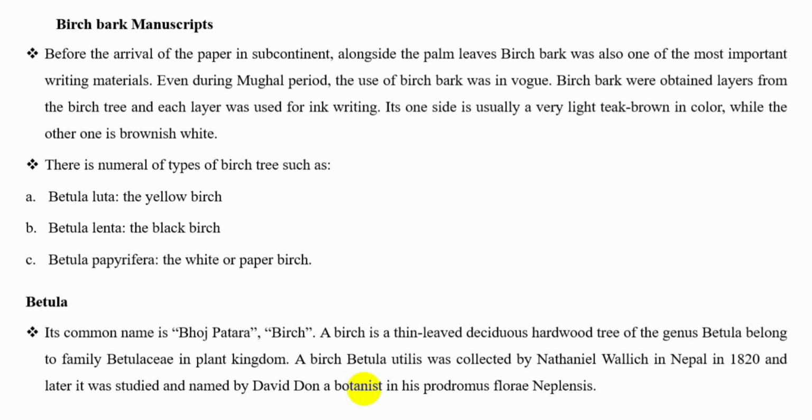A birch, Betula utilis, was collected by Nathaniel Wallich in Nepal in 1820, and later it was studied and named by David Don, a botanist, in his Prodromus Florae Nepalensis.